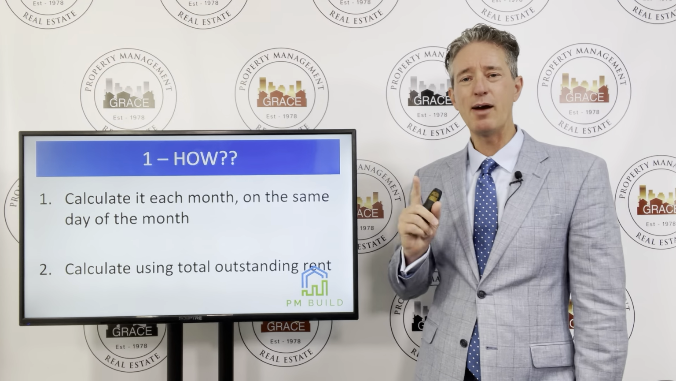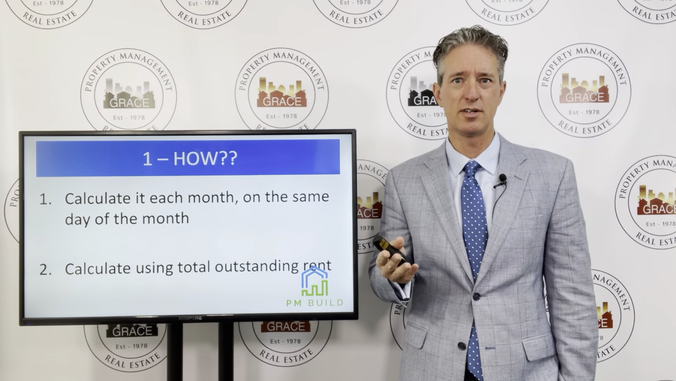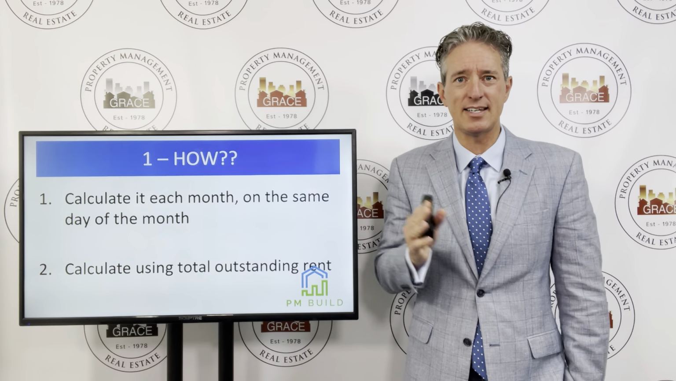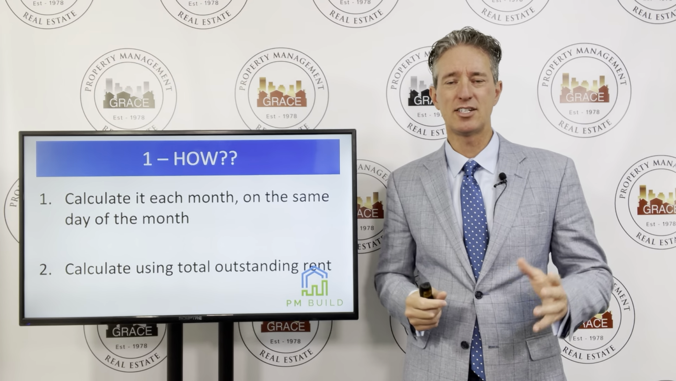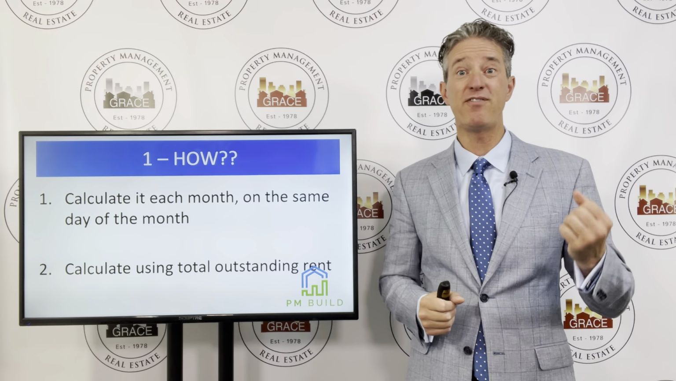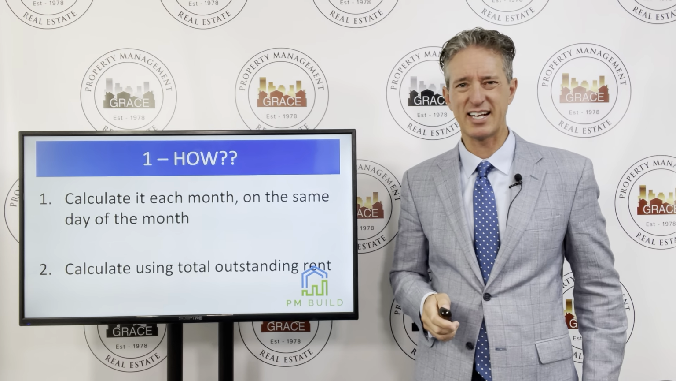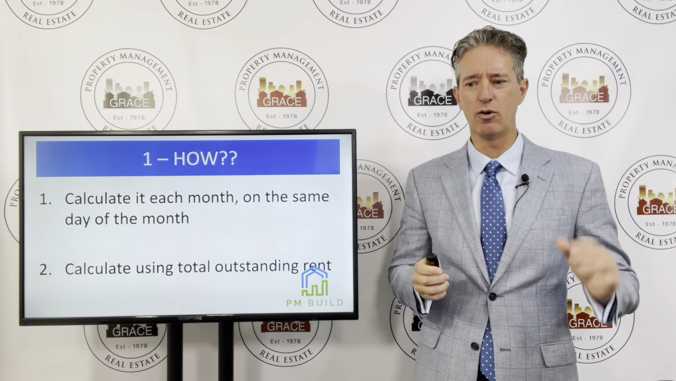Number two, I recommend you calculate it using your total outstanding rent. Don't worry about how many tenants are delinquent. It's the dollar amount of rent outstanding. And whether that means you have 5 tenants or 50 tenants, doesn't matter. It's the dollar amount outstanding. That's kind of some best practices on how we want to calculate.